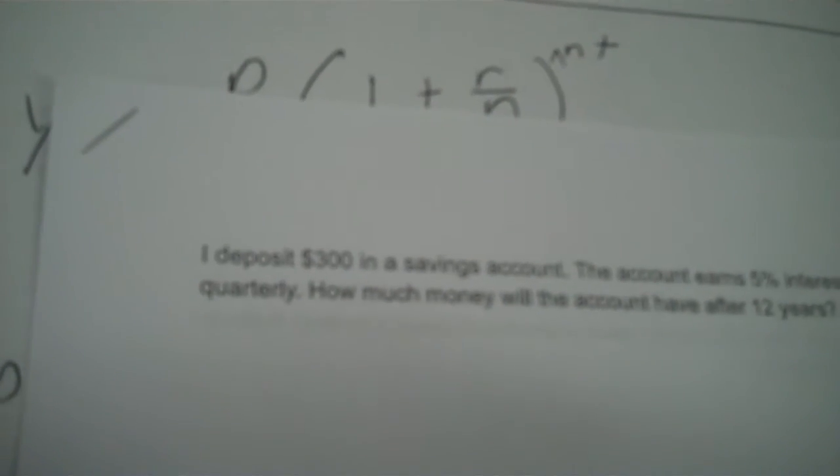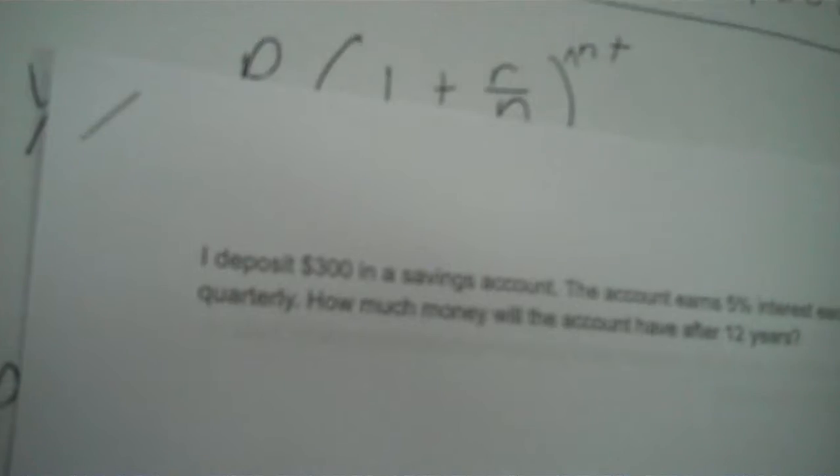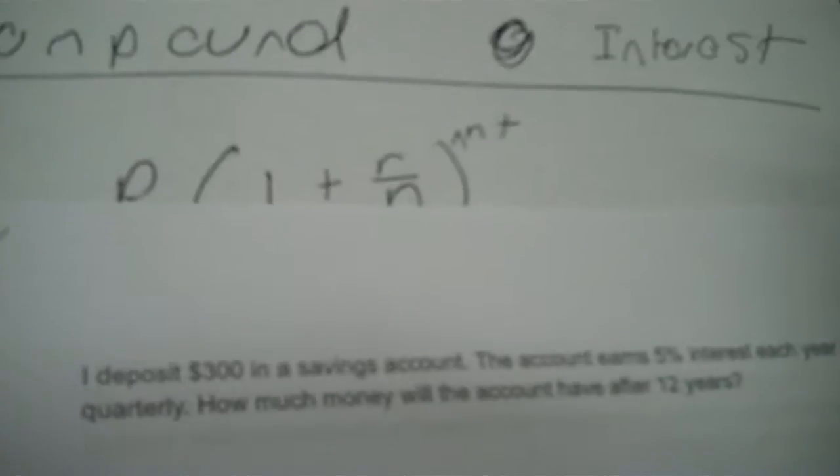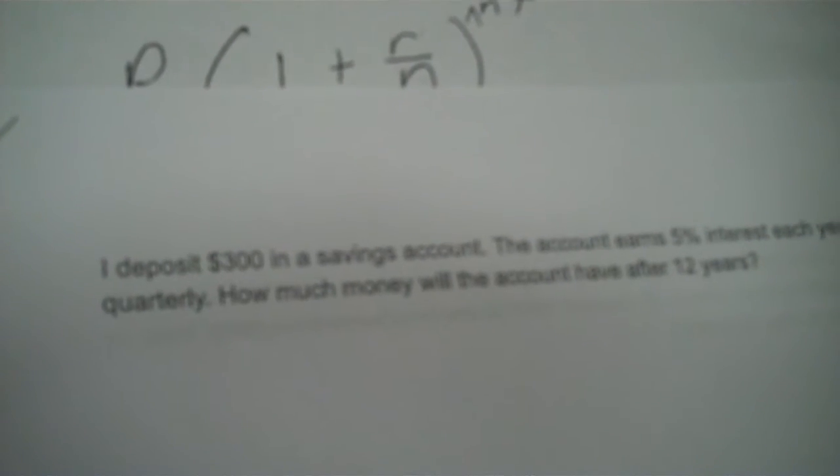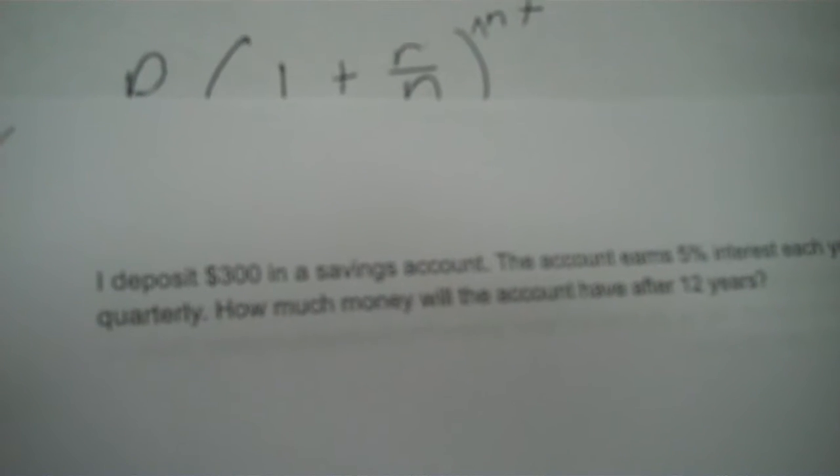Okay, you're going to do another one where you're dealing with the percents, but the table's not going to work, and you'll see, well, it can work, you just have to have a huge sheet of paper. Now this is different. I deposit $300 in the savings account. The account earns 5% interest each year.